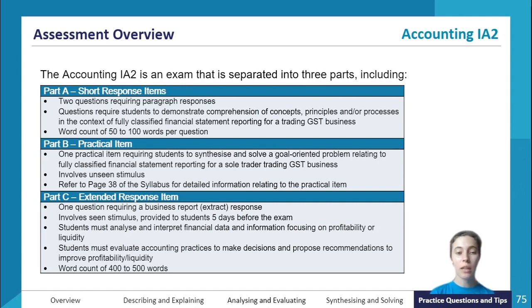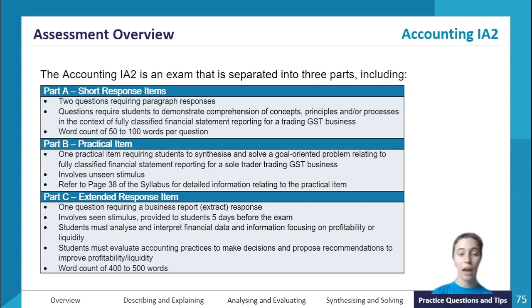So all of the content that we looked at in the describing and explaining section, where, for example, you need to understand the limitations of financial statements, the qualitative characteristics that guide the way that they are reported. These sorts of things are the things that you could be assessed on in this Part A section, your understanding and your ability to describe and explain them.